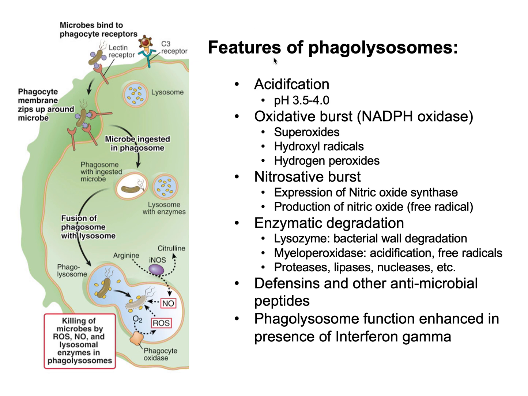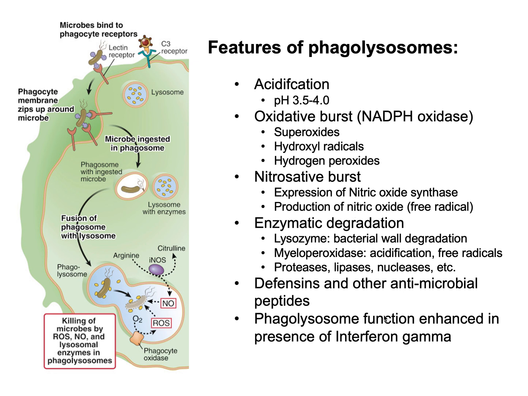Here are some features that are important to know about the phagolysosome. First, the phagolysosome undergoes acidification. The pH is usually around 4 or lower. Within phagolysosomes occurs the process of oxidative bursts induced by the molecular complex NADPH oxidase. And this results in the production of superoxides and hydroxyl radicals and peroxides. There's also a process of nitrosative burst, which leads to the production of a free radical called nitric oxide that also has very potent antimicrobial effects.